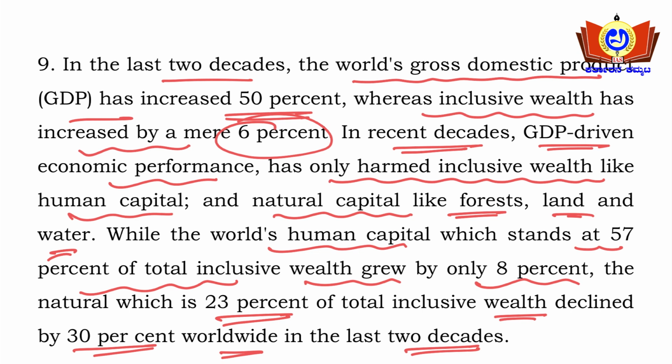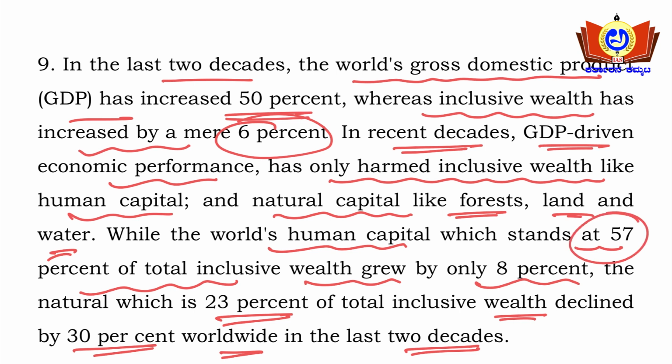Okay, so by reading the passage, a gist can be found, right? The passage is speaking about GDP versus inclusive wealth. The GDP has increased by 50%, whereas the inclusive wealth has increased only by a mere 6%. Inclusive wealth means a wealth like human capital and natural capital. What is the natural capital? Like forest, land and water. While the world's human capital, which stands at 57% of the total inclusive wealth, grew by only 8%.